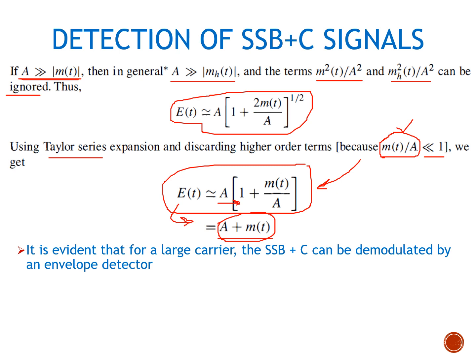Where did we get this E(t) from? We got this by multiplying the received SSB signal with a local oscillator cos omega_c t, and after rearranging we saw that the result is almost equal to A plus MT. But this is only true if we have a large carrier component, that is, if the amplitude A is much larger. Then the SSB plus C signal can be demodulated by a simple envelope detector, right? So this signal can now be simply detected by an envelope detector.